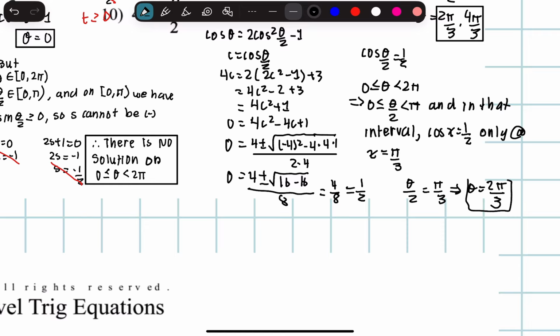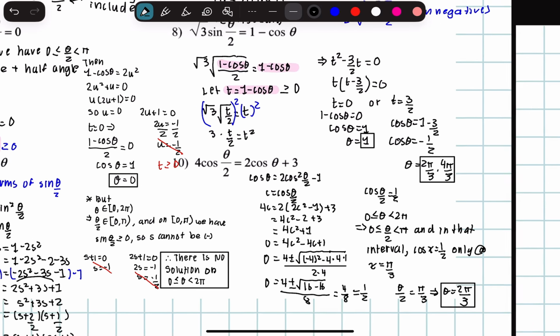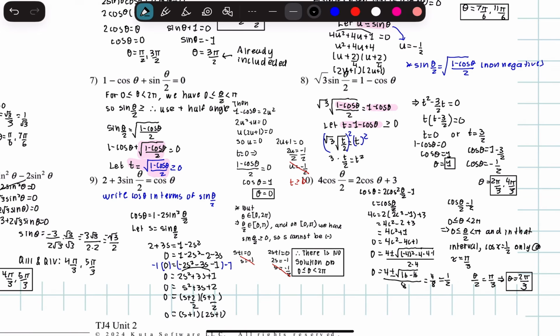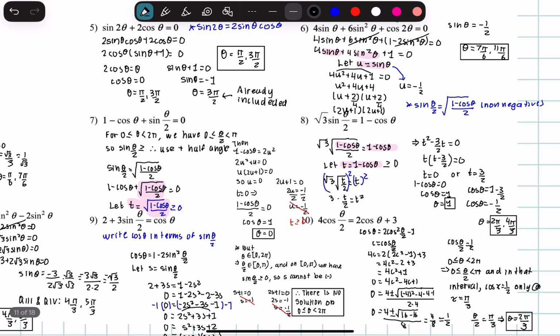So that's our solution. And that is it for solving trig equations when you have a coefficient in the argument.